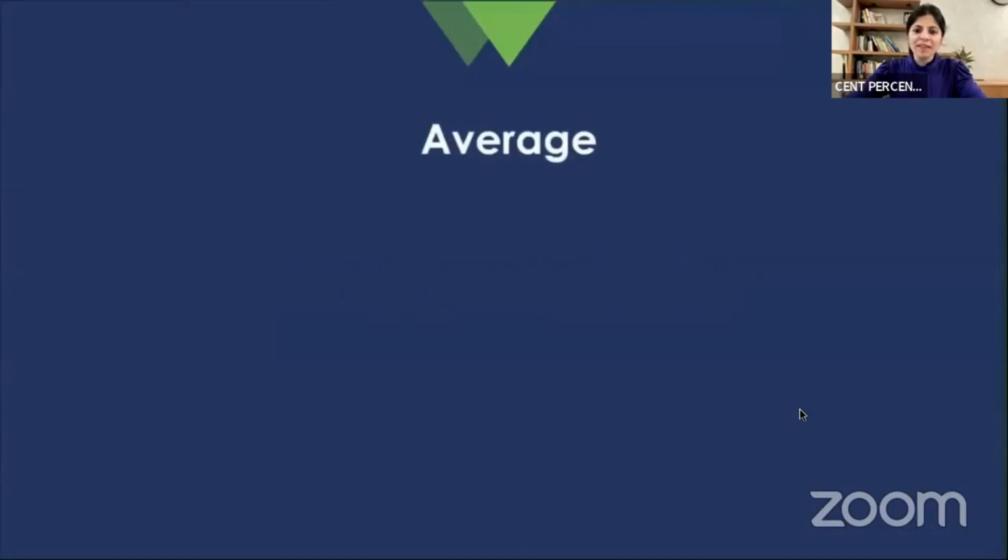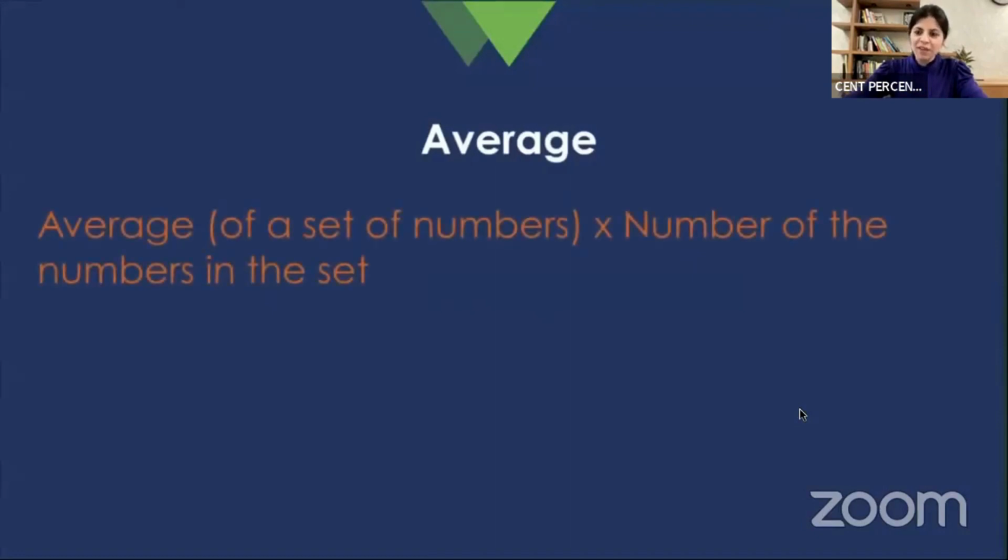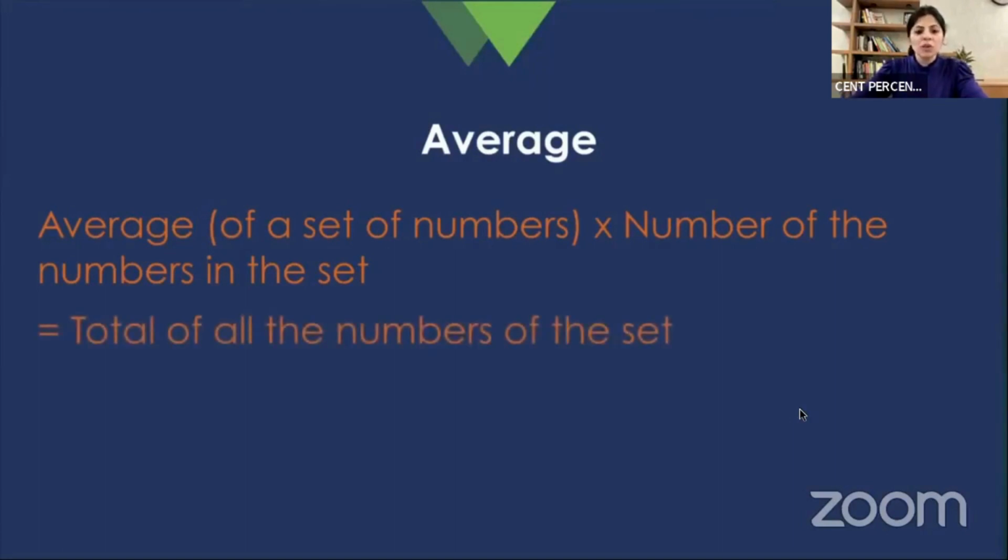The first one is average. We have been using these terms in our day-to-day life. The most important thing you need to know for any question regarding average is that average into the number of the numbers in the set is equal to the total of the numbers of the set. That means if I multiply the average with the number of the numbers present in the set, that gives us the total of all the numbers of the set.